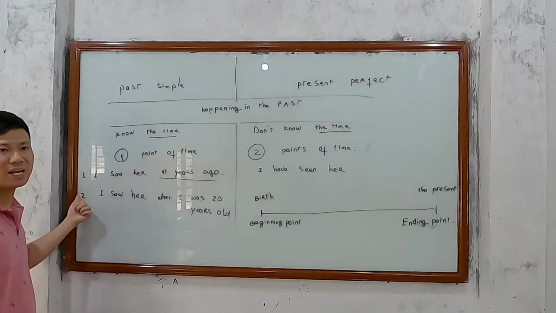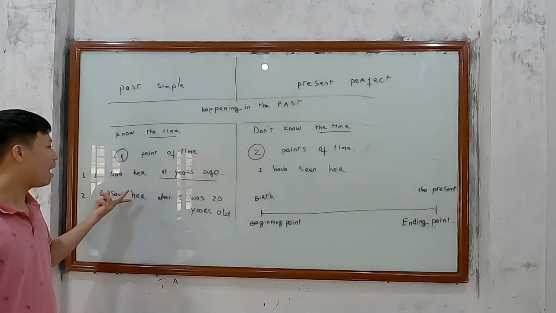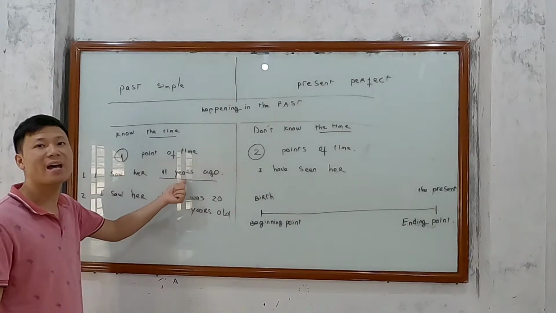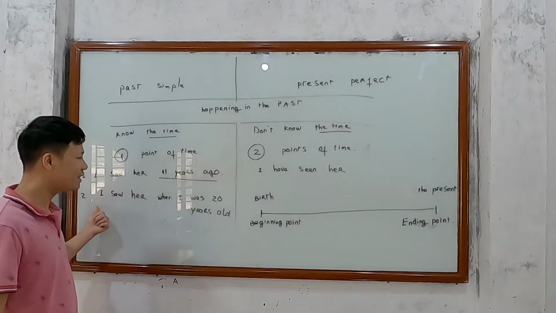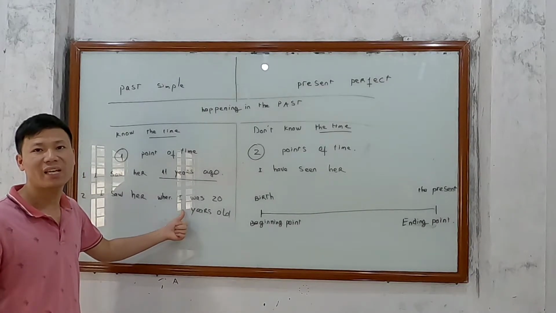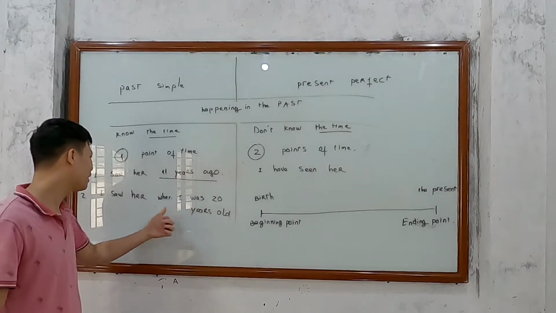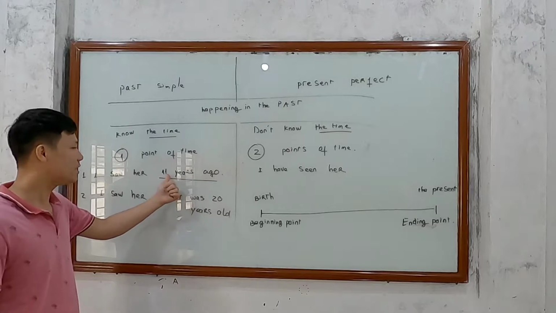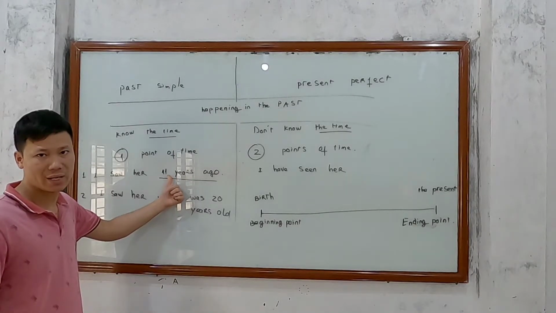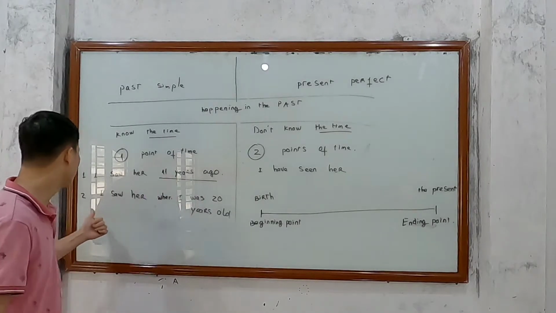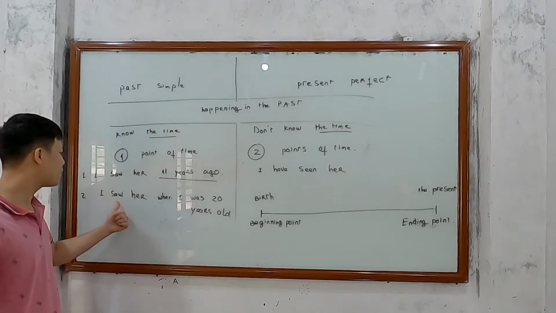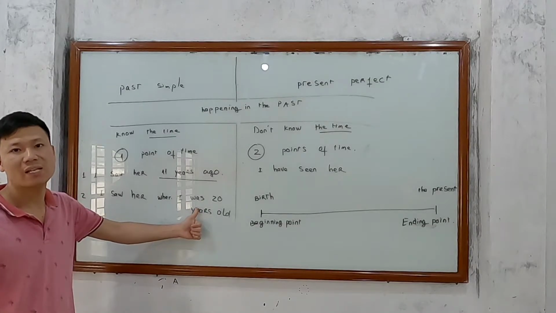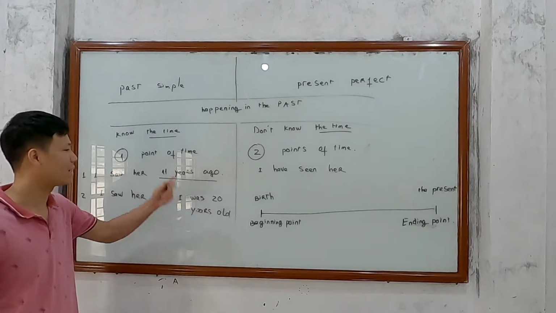So the first sentence and the second one are the same. Just in the first sentence, they tell you directly. In the second sentence, they tell you indirectly. I saw her 11 years ago. This sentence tells you the time directly. The second sentence, I saw her when I was 20 years old. This sentence tells you the time indirectly. That's all.